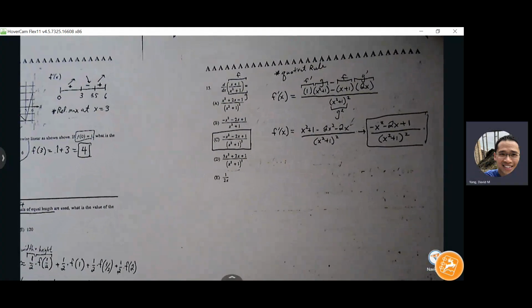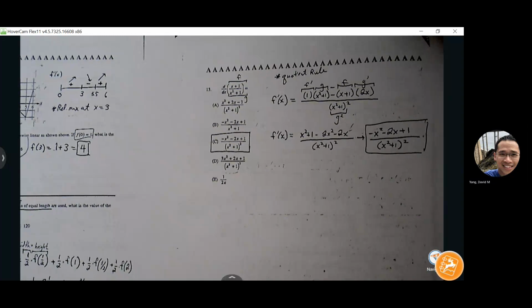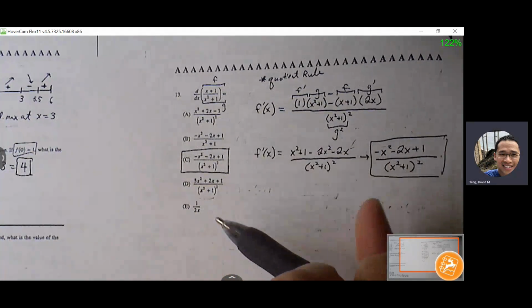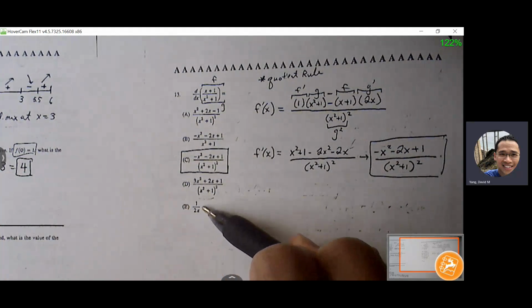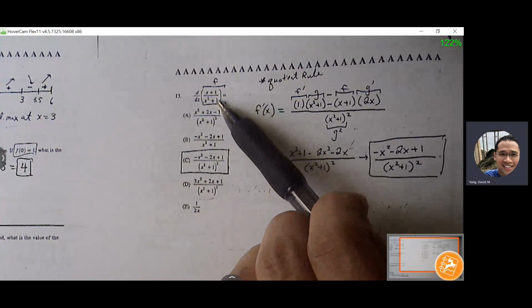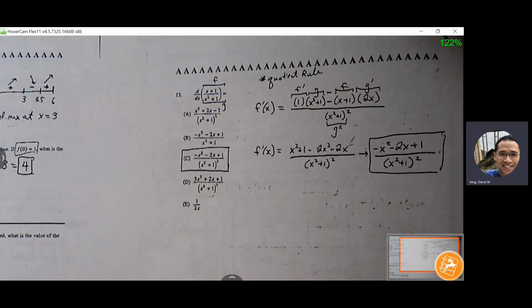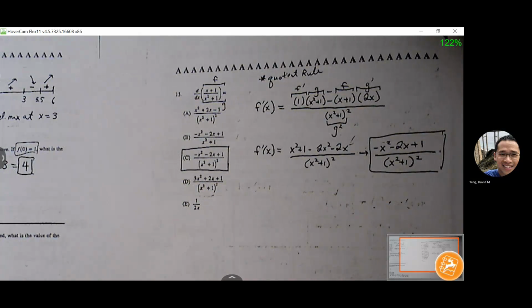Number 13, pretty straightforward. Quotient rule. You have to apply the quotient rule and clean it up to match one of the answer choices. Notice that they prepared an answer choice for students who are trying to use the shortcut: numerator, denominator, numerator derivative, denominator derivative. This is not how we do the quotient rule, but they have an answer choice as bait for students who are not working through the problem fully.